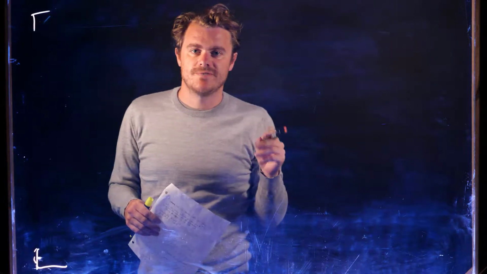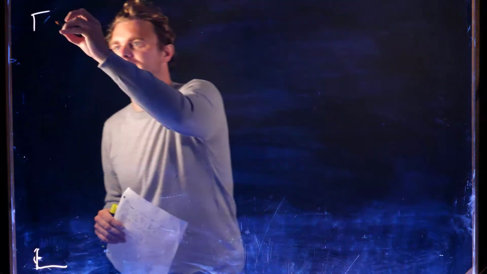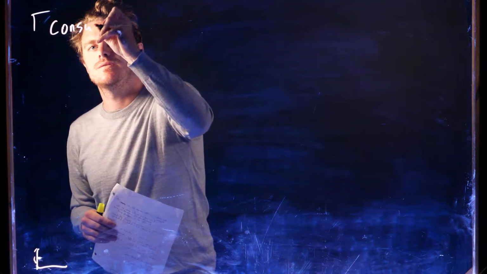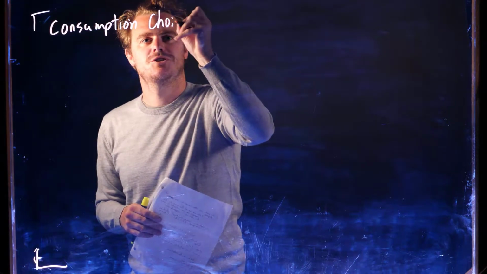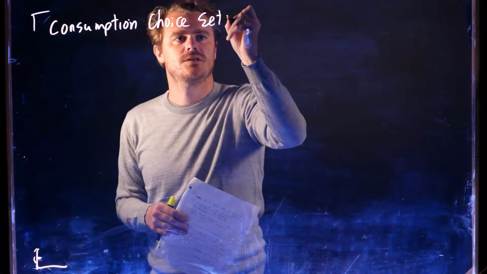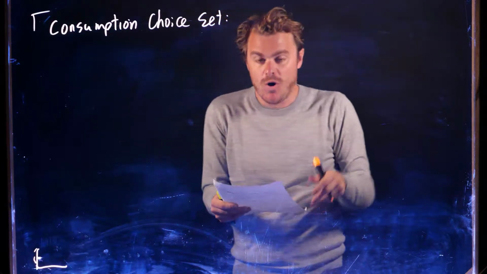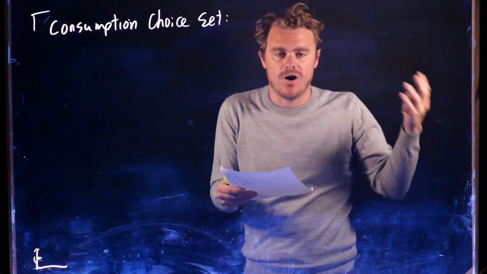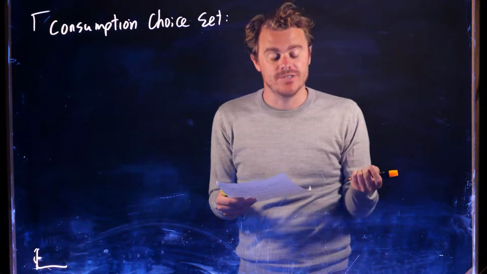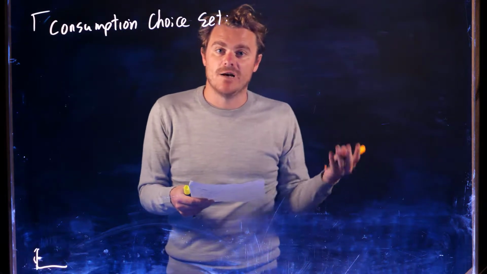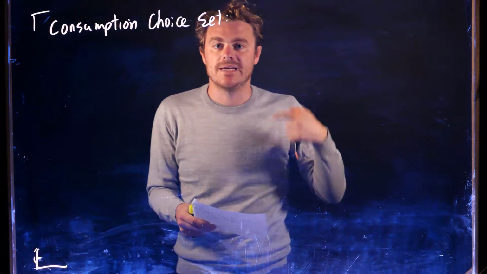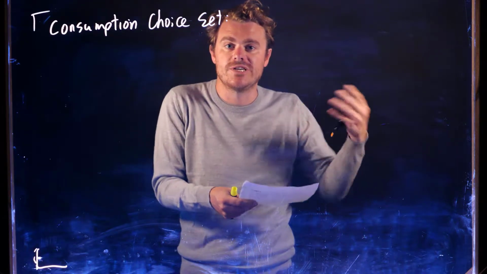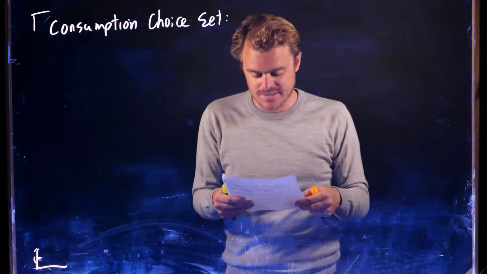So the first thing we should define is the consumption choice set. This is the collection of all possible combinations of goods that are available to the consumer. What this is constrained by is things like money and time, so the resources that the consumer has access to.